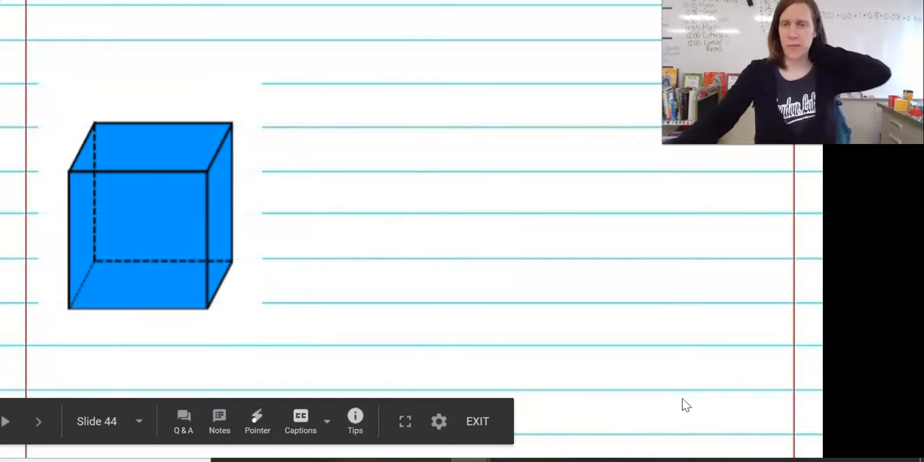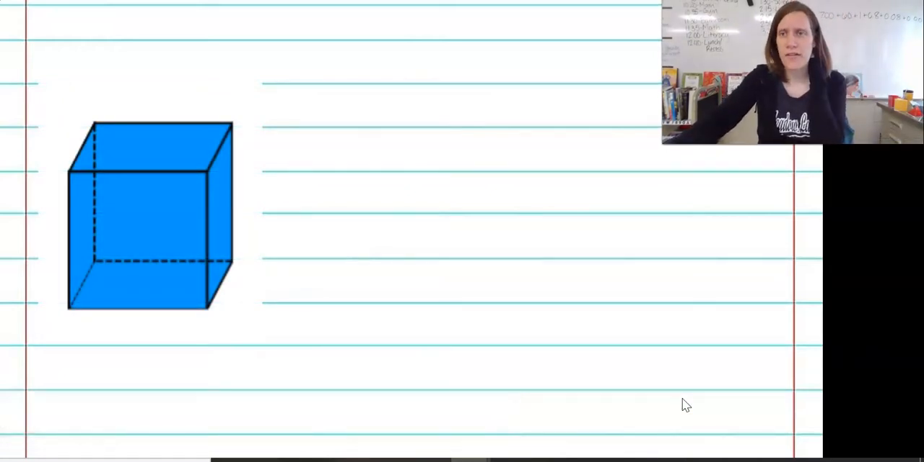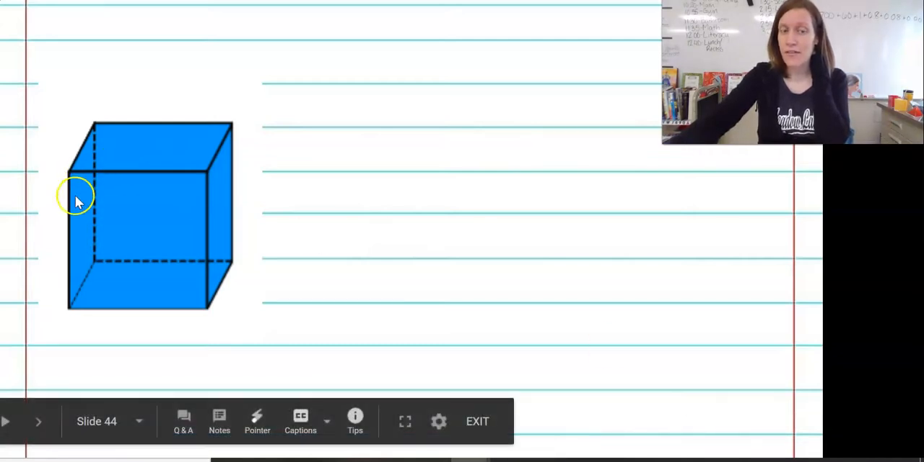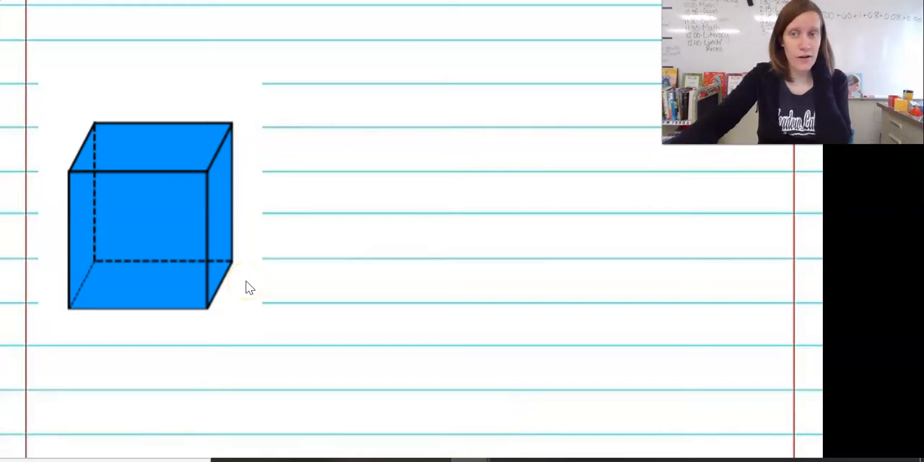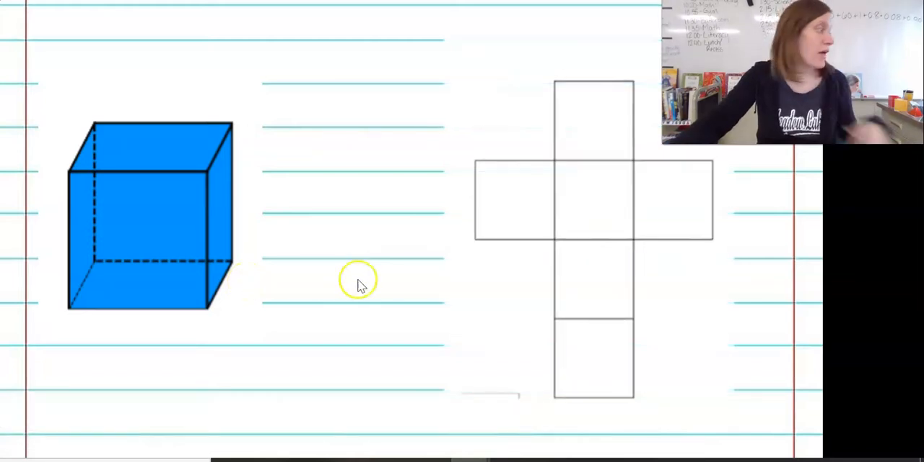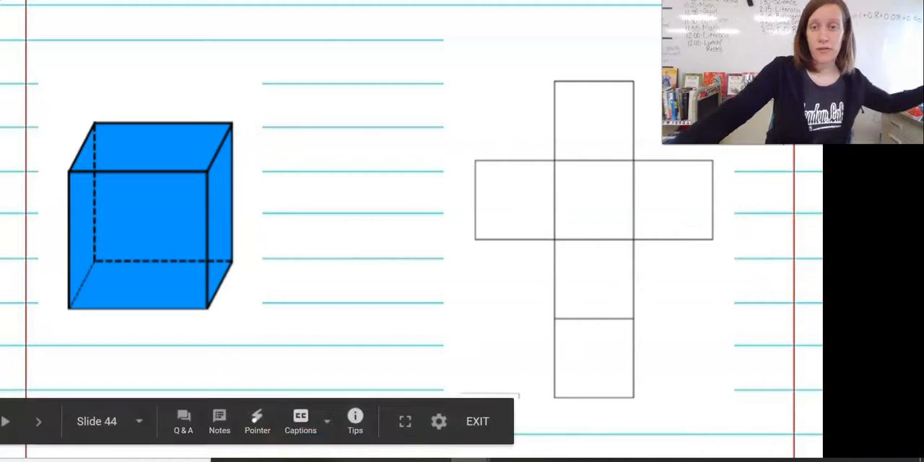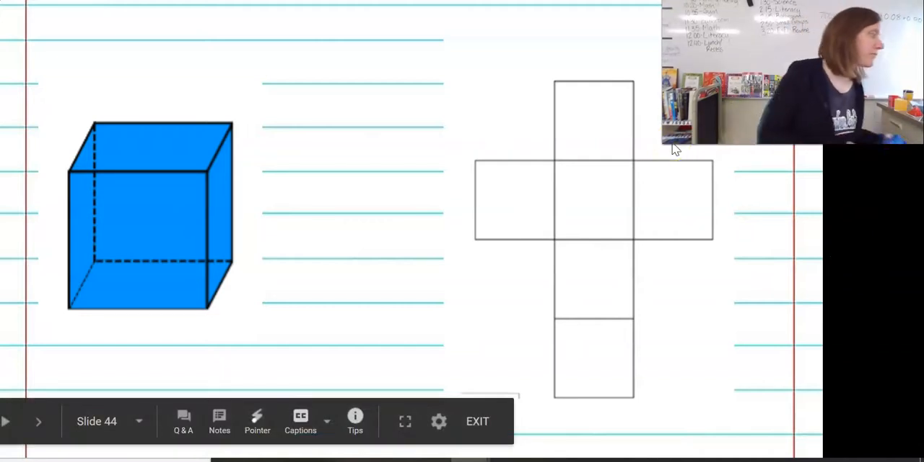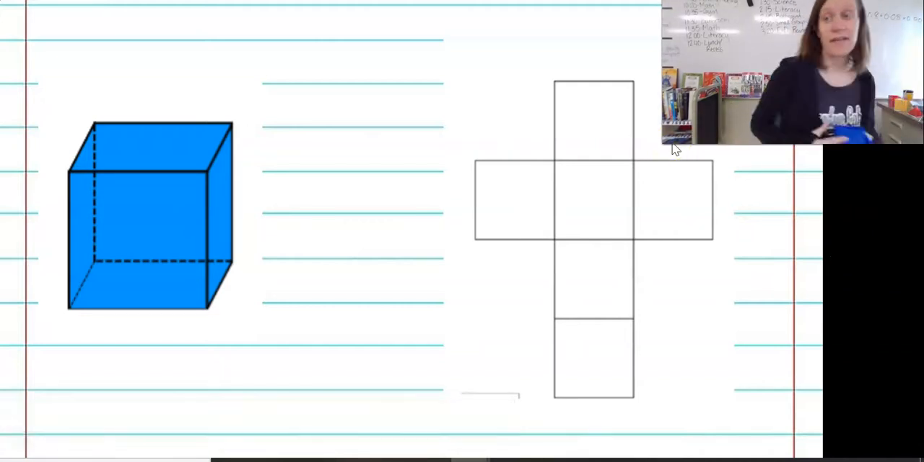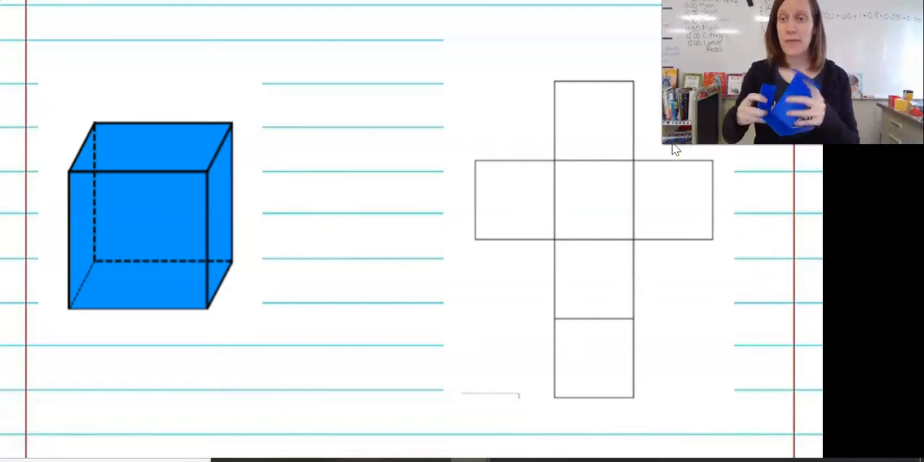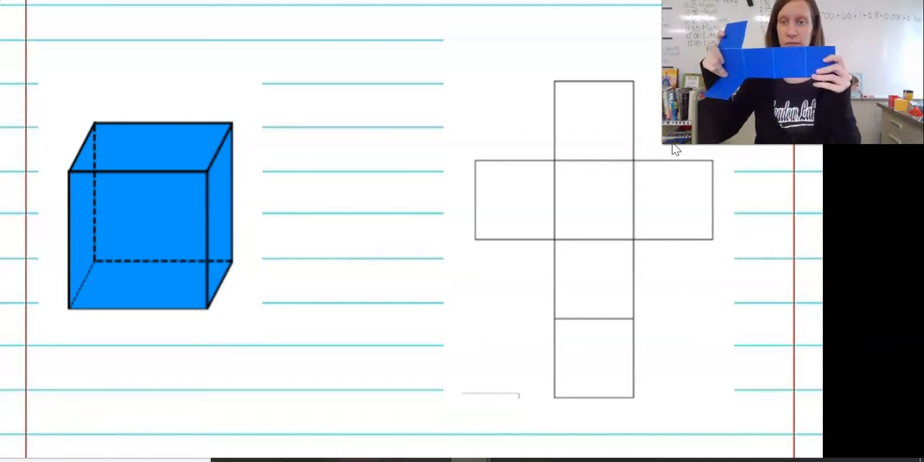So sometimes we might see a shape and say, what does that net look like, and what do we call that shape? Well, this is all squares, right? A prism that has all squares is a cube. Here I can see all of those squares, and remember, a cube has 6 squares that make it. So we have 6 squares here to make that cube.